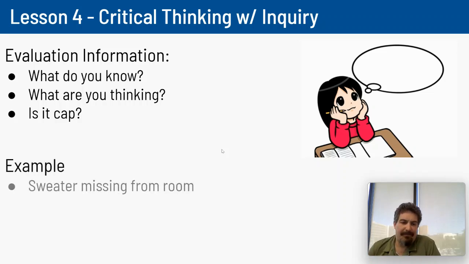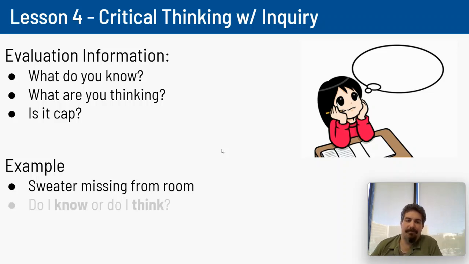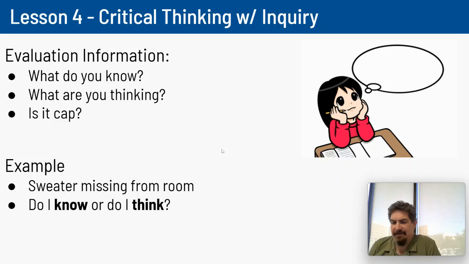So let's have an example. Let's say you go home and your sweater or your hoodie is missing from your room. Do you know where it is, why it's gone, if somebody took it, or are you thinking it? Like, oh, my sister or my brother took it. I can't believe them. They're always taking my things. Are you just going off on that tangent without any proof, any evidence that actually happened? Are you making an assumption about what happened to it or where it is?